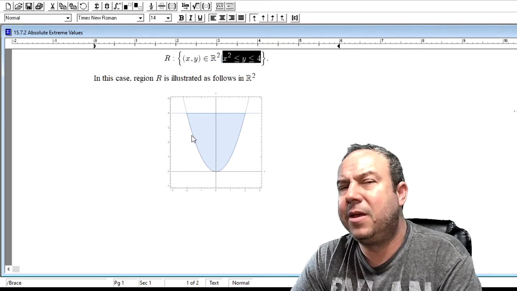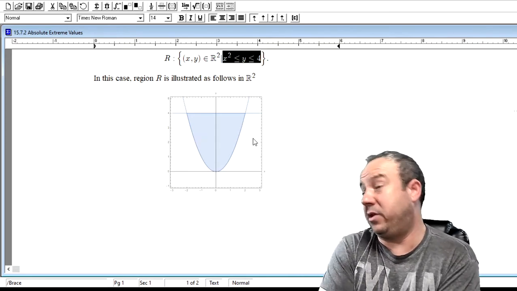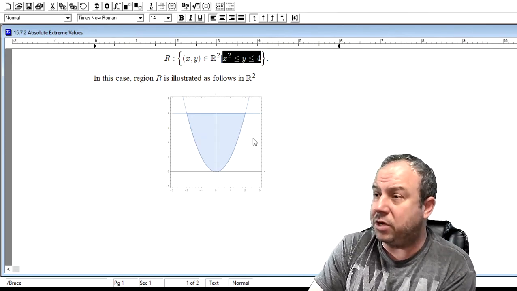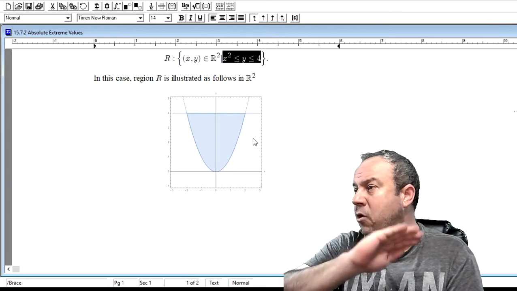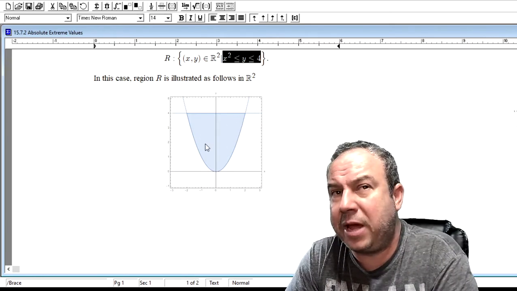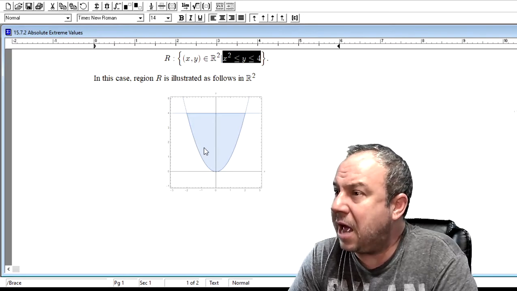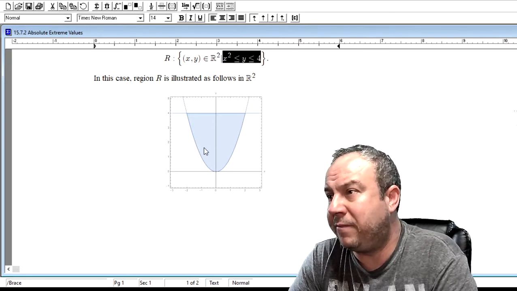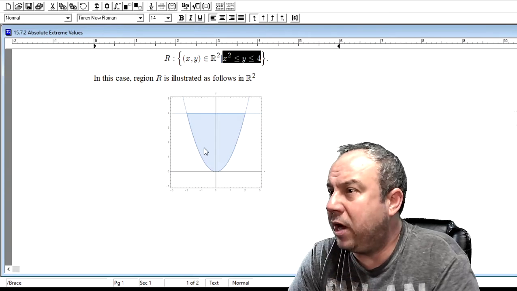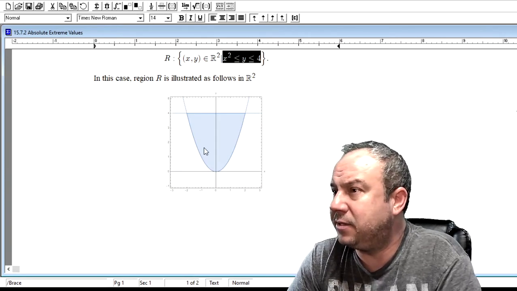All right. Well, this surface, this region here we notice is a closed region. The surface forming over this region in the domain here, or in the xy plane, is going to illustrate both an absolute maximum and an absolute minimum value somewhere in that space.